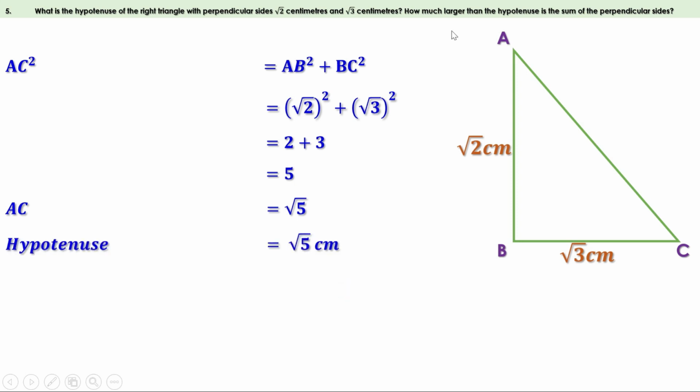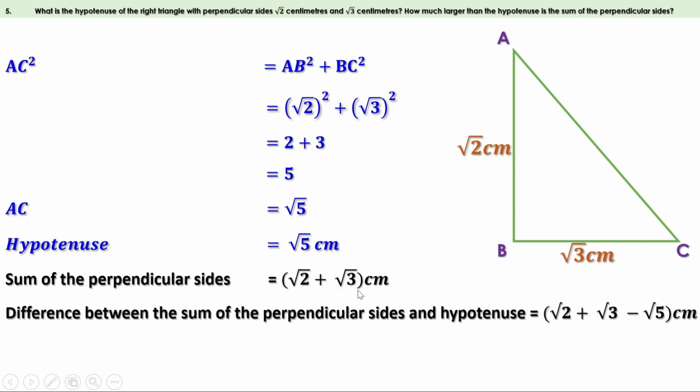Now we have to find how much larger than the hypotenuse is the sum of the perpendicular sides. So let us first find the sum of the perpendicular sides, that is √2 plus √3 centimeters. Now let us subtract the hypotenuse from this sum, that is √2 plus √3 minus √5 centimeters. That means the sum of the perpendicular sides is larger than the hypotenuse by √2 plus √3 minus √5 centimeters.